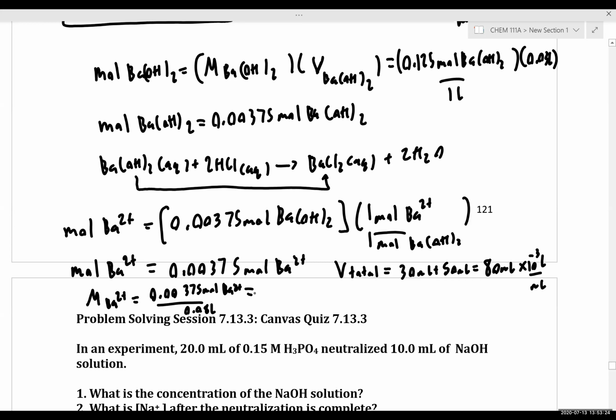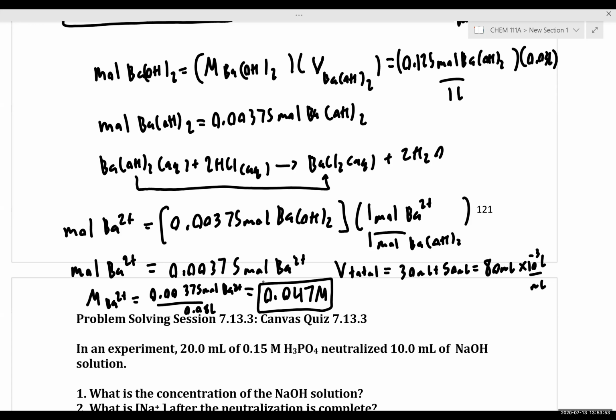And if we punch that into our calculator, that in turn gives us a molarity of 0.047 molar. So this is a bit of a combination between a neutralization problem and a dilution problem.